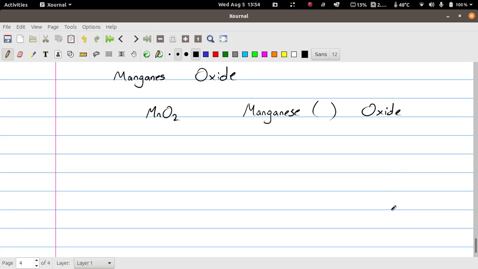Alright, so the way you would do this is oxygen has a -2 charge. So you have a -4 charge. So the charge of manganese, since we have one of them, is X. So X minus 4 equals 0. So manganese will be manganese 4 oxide. It's really not too difficult. It just takes some practice.